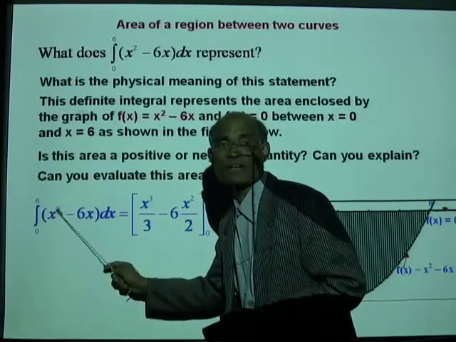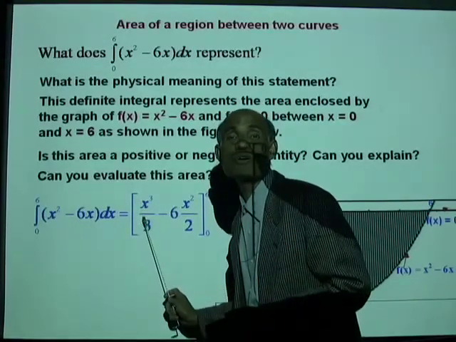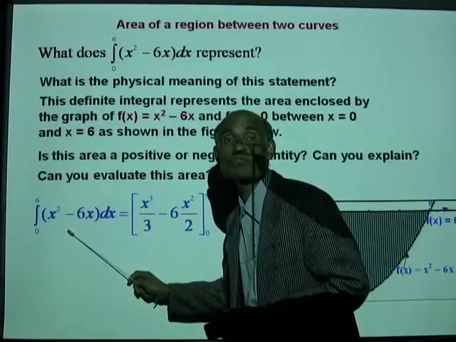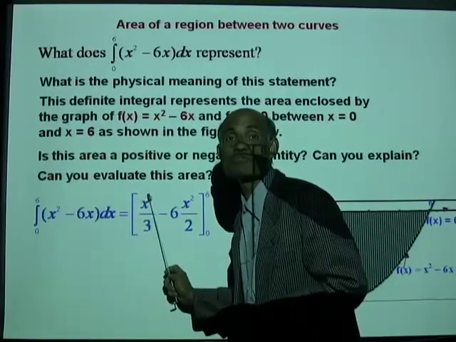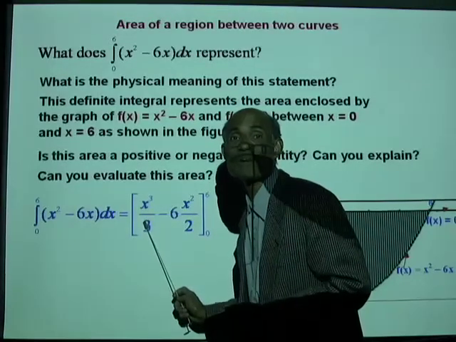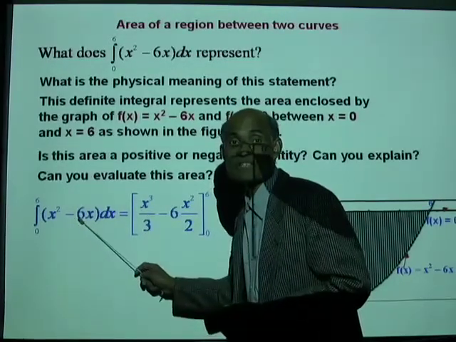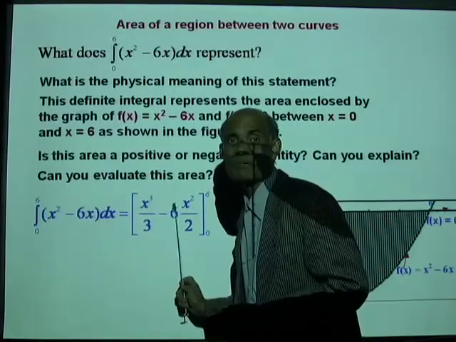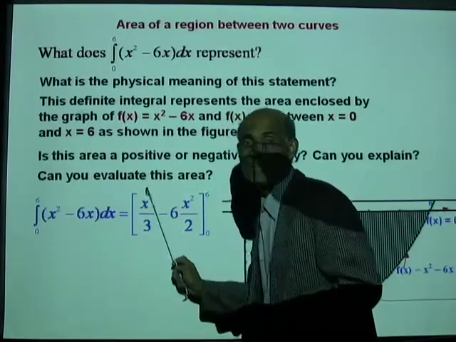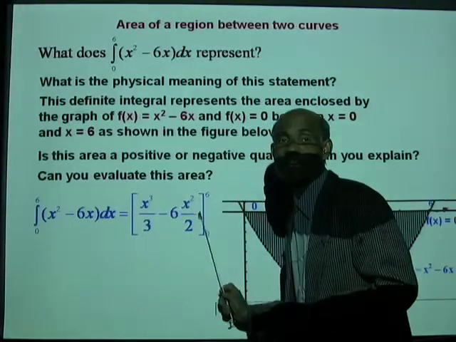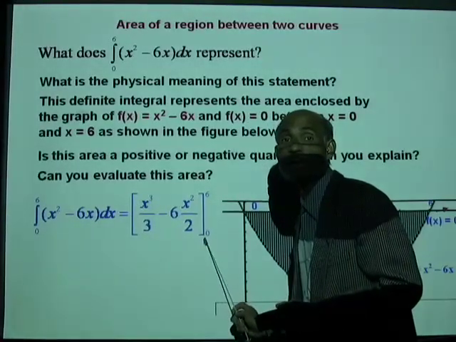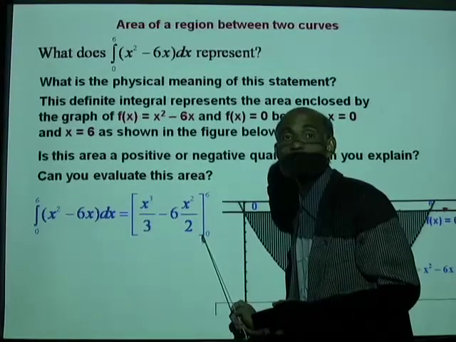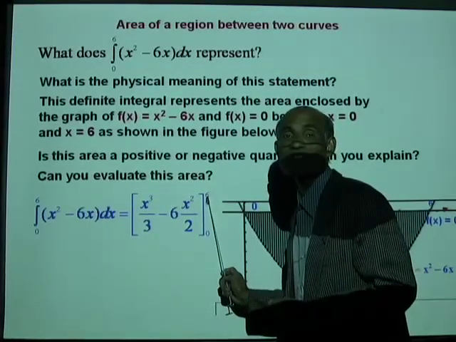Integral x squared is x cubed over 3, x to the power of n plus 1 over n plus 1, x to the power of 2 plus 1 over 2 plus 1, minus 6 times what is integral of x dx. It will be x squared over 2. Now, this quantity is now measured from x equal to 0 to x equal to 6. The lower limit is 0, the upper limit is 6.